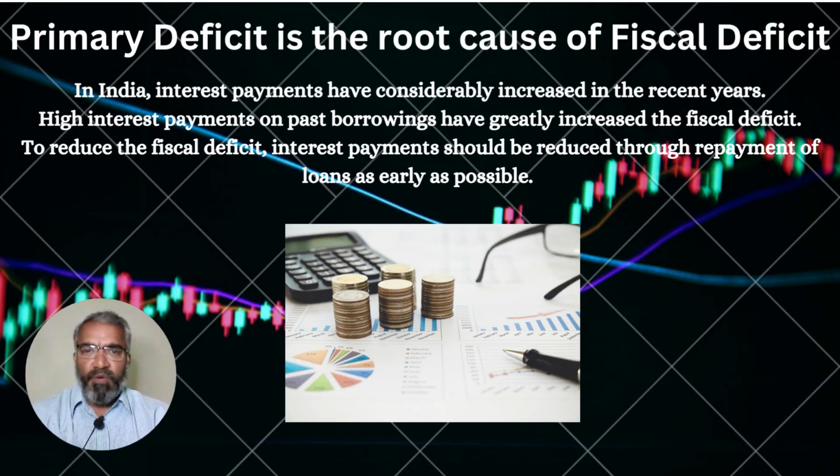Primary deficit is the root cause of fiscal deficit. In India, interest payments have considerably increased in the past years. High interest payments on past borrowings have greatly increased the fiscal deficit. To reduce the fiscal deficit, interest payments should be reduced through repayment of loans as early as possible.